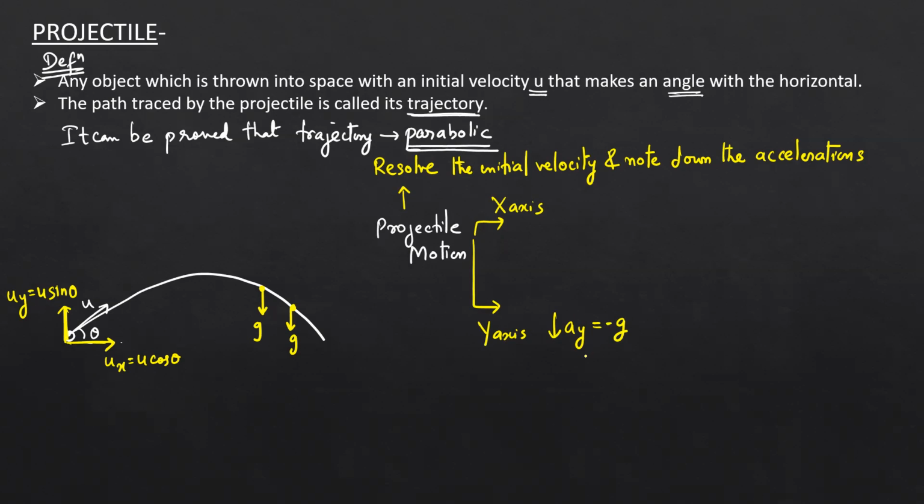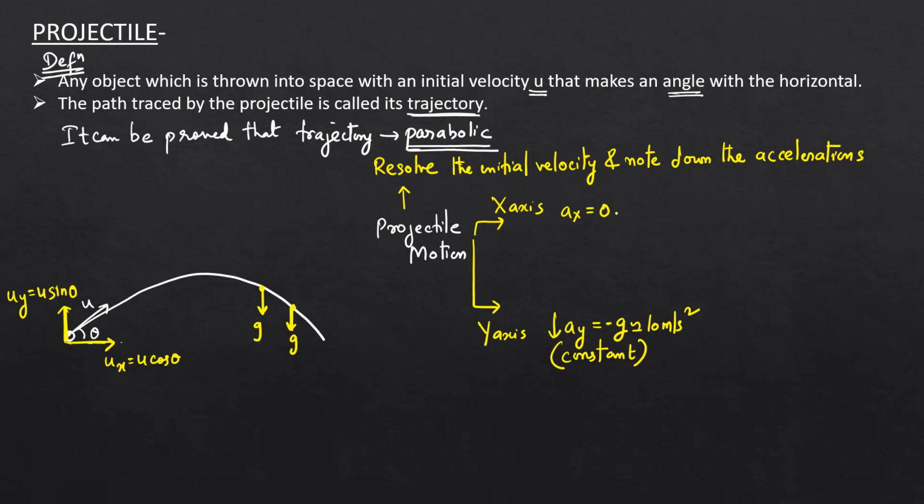And is there any acceleration along the x-axis? There is no acceleration, and acceleration is not inclined also, so that I can resolve and get the x and y component. Acceleration is purely along the y-axis, so there is no acceleration component along the x-axis. So x-axis acceleration is 0, very important. And acceleration along the y-axis is minus g. Minus just indicates downward, and g is a constant value. G is how much approximately? 10 meters per second square. And that's a constant value.